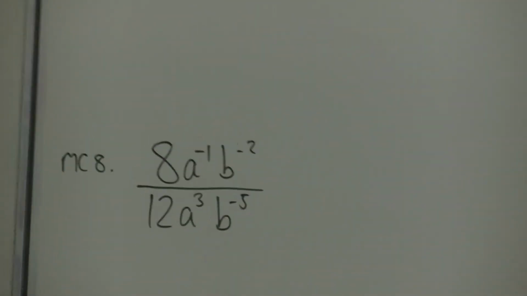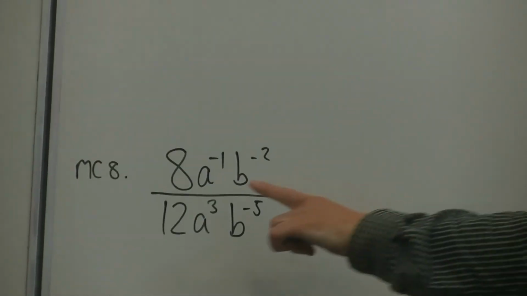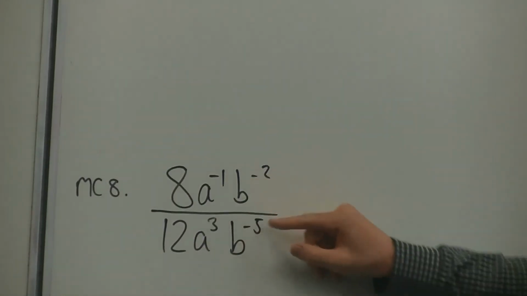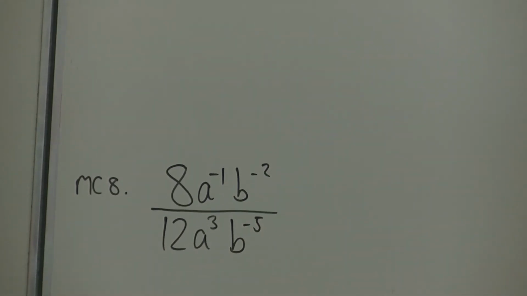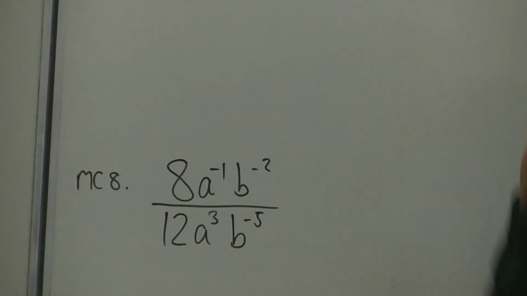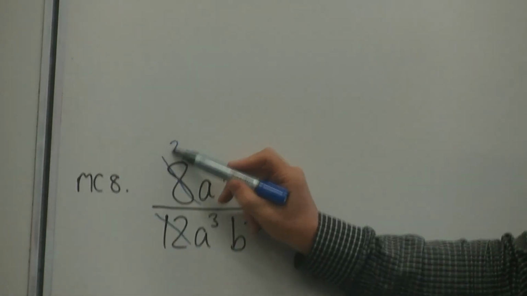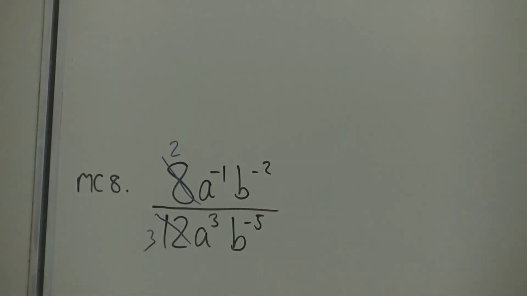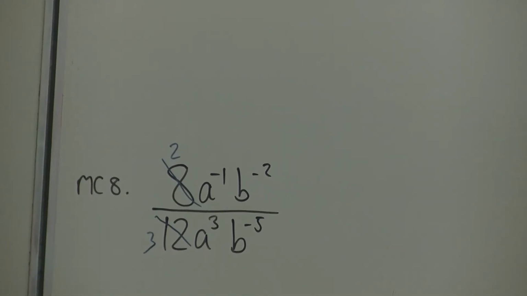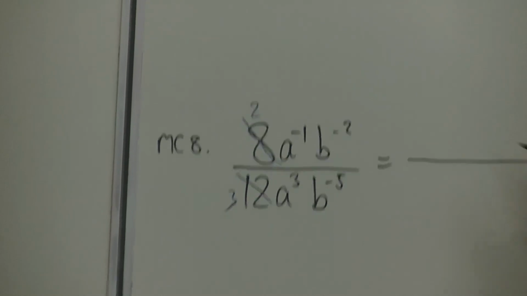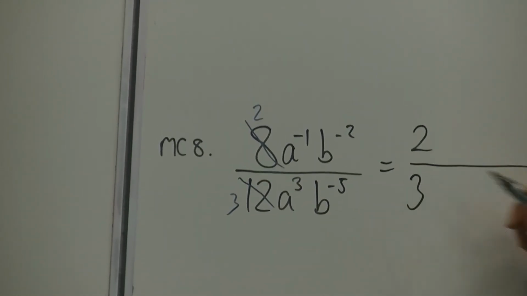Multiple choice number 8. So here you notice we've got a number out the front, we'll cancel that in a second, and we've got negative indices. The question says simplify and write your answer with positive powers. So the first thing, let's cancel this. 4 goes into 8 twice, 4 goes into 12 3 times. Alright, now the rest of it, we're going to start writing with positive powers. So, let's write our 2 and our 3.